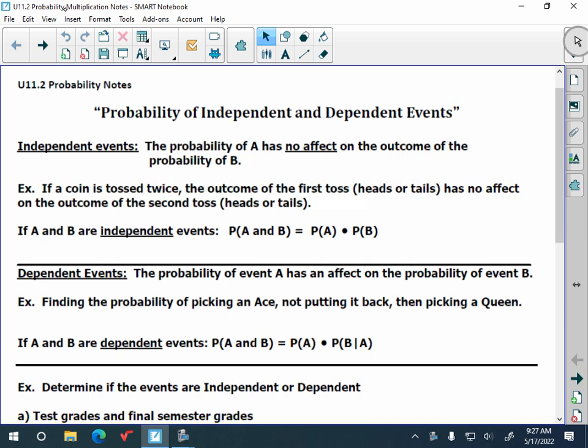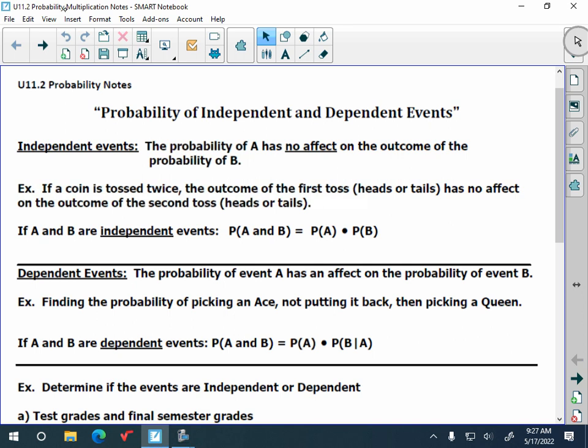All right, so independent events are when the probability of event A has no effect on the outcome of the probability of event B. So for example, we toss a coin twice. The outcome of the first toss, could be heads or tails, has no effect on the outcome of the second toss. Okay, so I can flip a coin, I get heads the first time. I flip it again, I get heads the second time. Flip it again, third time, it's heads again. There's no guarantee I'm going to get heads the next time, right? Because each one is separate from each other.